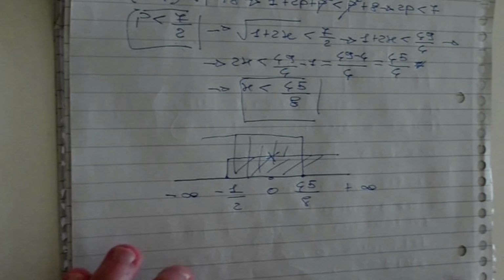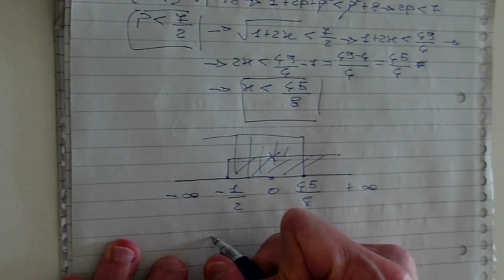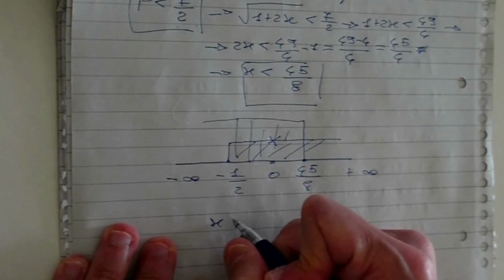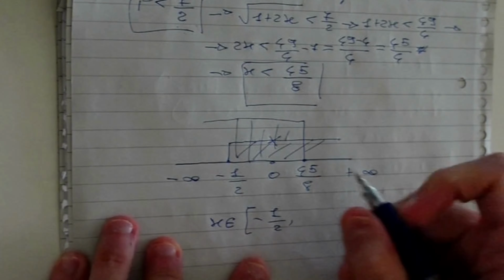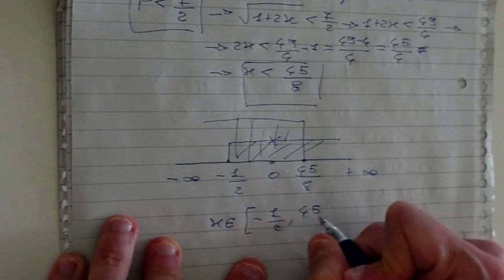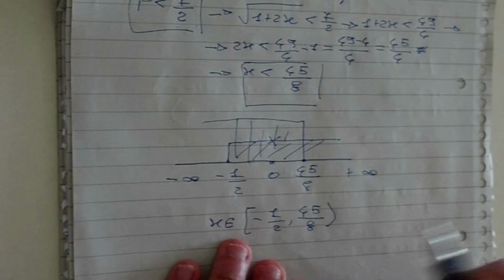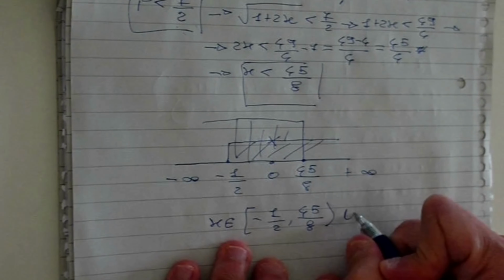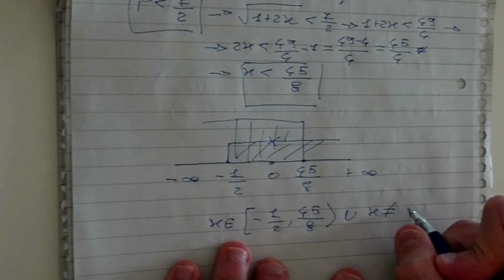So again, the inequality is solved for the following range of values. Minus 1/2 to 45/8, not included, okay? X not equal to 0.